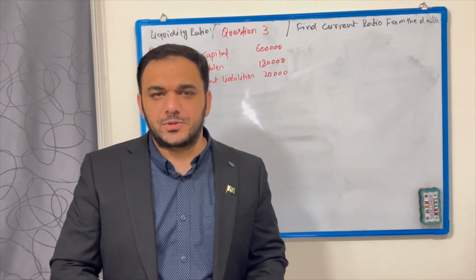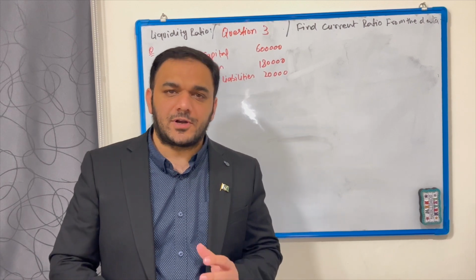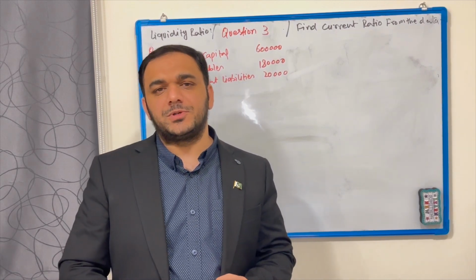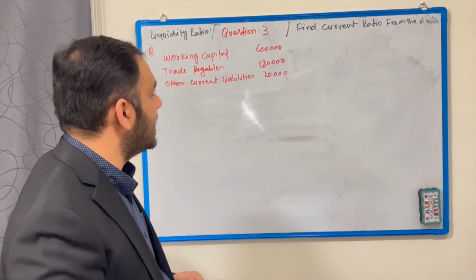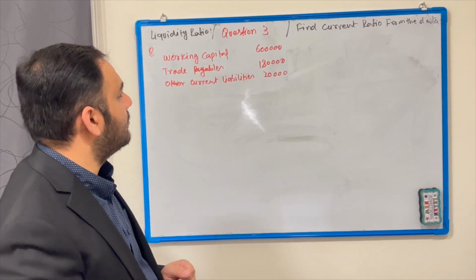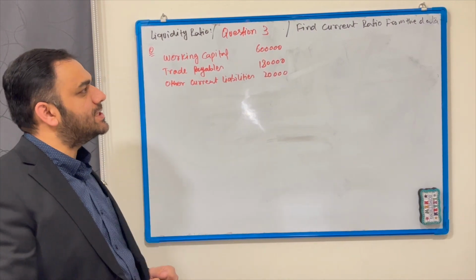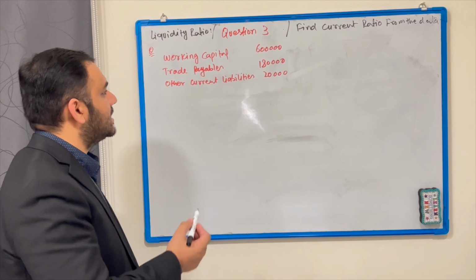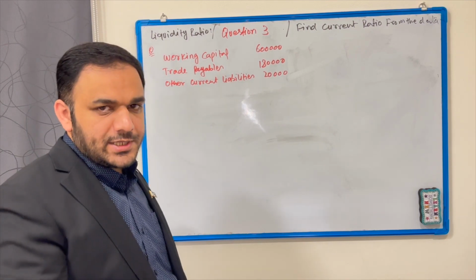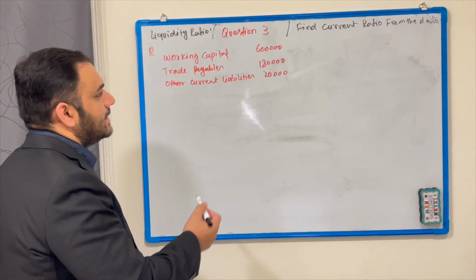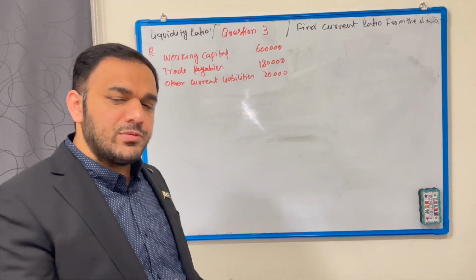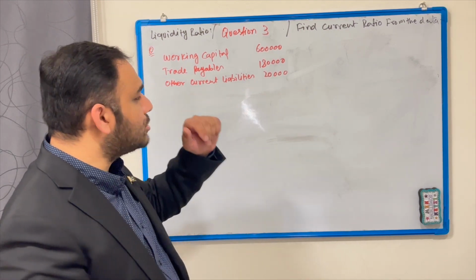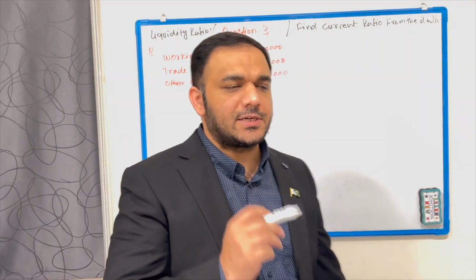Okay. Hello dear students, as we are discussing current ratios, this is question number 3 of current ratios. Let's see that. Find current ratio from the following data. Working capital is given 6 lakh, trade payables are 1,80,000, other current liabilities are 20,000. So we can say that current assets are not there. How will we find the current assets? Out of working capital, we will find the current assets.